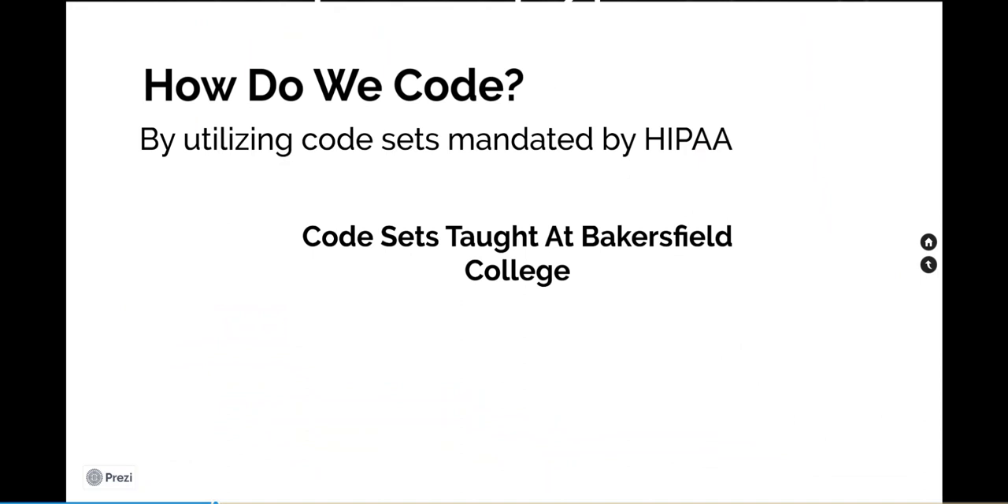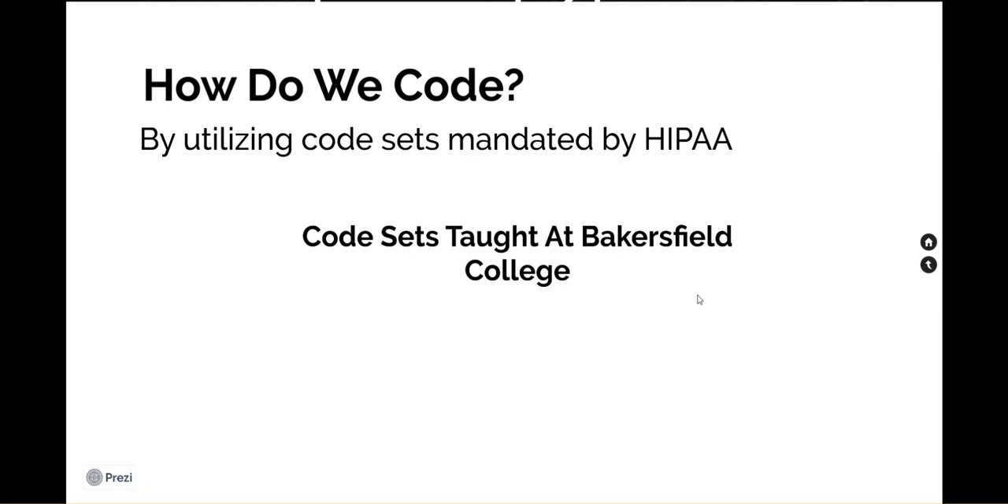Now we ask, how do we code? We know what coding is now, but how do we code? We code by utilizing code sets, and these code sets are mandated by HIPAA, the federal statute. The Health Insurance Portability and Accountability Act of 1996 actually tells us and directs us what codes to use and in what situations to use them. These are the code sets that are acceptable to the federal government, and there's a whole slew of them.